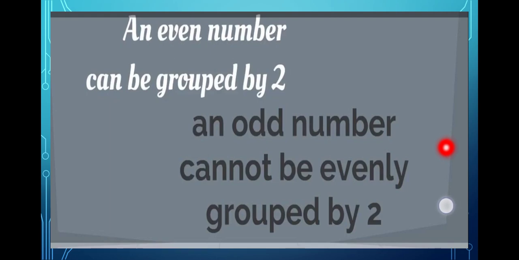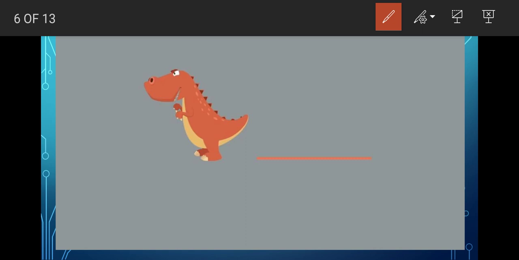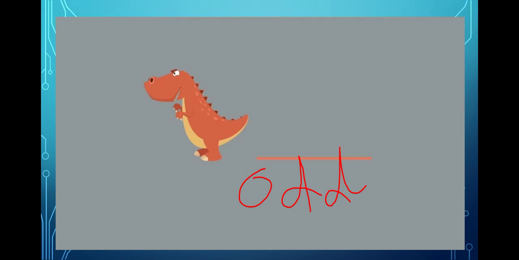Okay, so you will understand better. I will help you with the help of a dinosaur, so it will be more clear. See, this is a picture of a dinosaur. Here, how many dinosaurs are there? Yes, only one dinosaur. This dinosaur is not having any friend, no pair. So it is an odd number.